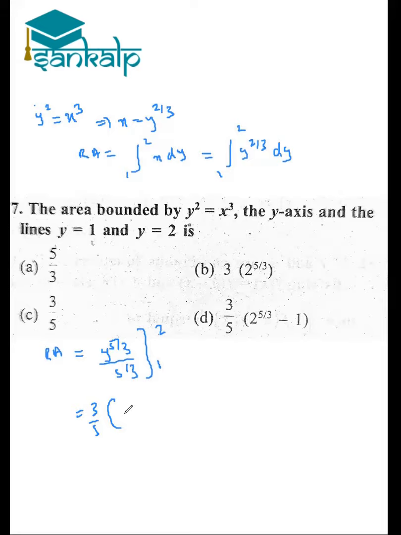So value of y is 2. So 2 raised to 5 by 3 minus 1 raised to 5 by 3, into 3 by 5. So option D is the right option. Option D gives us the right answer.